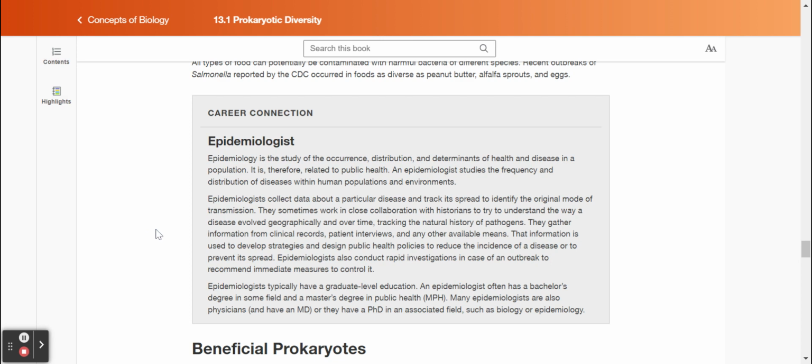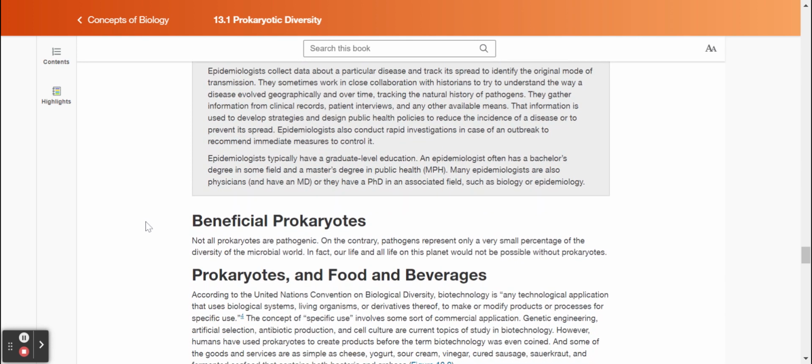They gather information from clinical records, patient interviews, and any other available means. That information is used to develop strategies and design public health policies to reduce the incidence of a disease or to prevent its spread. Epidemiologists also conduct rapid investigations in case of an outbreak to recommend immediate measures to control it. Epidemiologists typically have a graduate level education. An epidemiologist often has a bachelor's degree in some field and a master's degree in public health. Many epidemiologists are also physicians and have an MD, or they have a PhD in an associated field, such as biology or epidemiology.